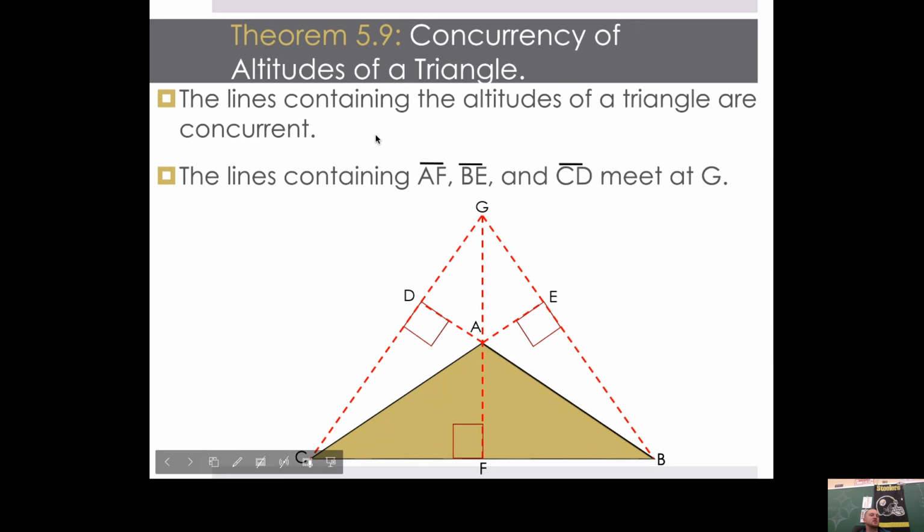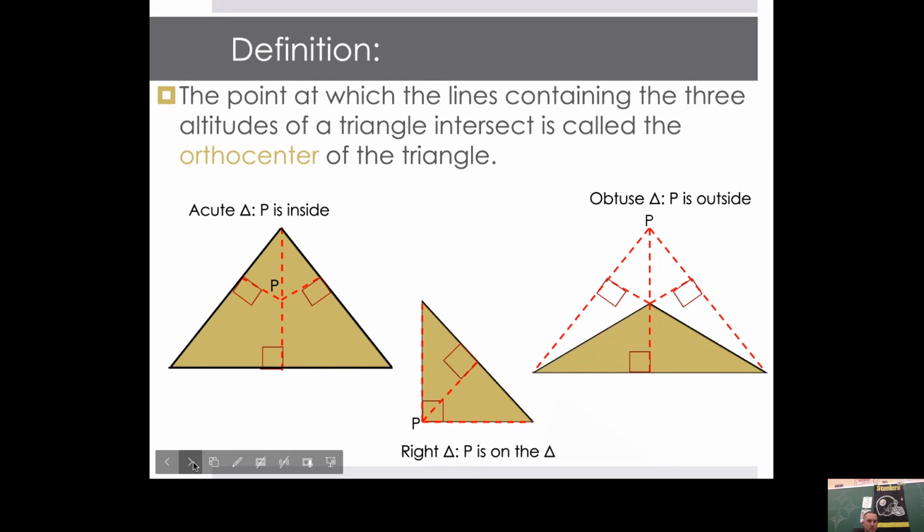Each triangle has 3 altitudes, and they're concurrent. The point at which the lines containing the 3 altitudes of a triangle intersect, that's called the orthocenter of the triangle. So if I would draw 3 altitudes on my triangle, now you have to imagine that this comes through here and connects this vertex. Same thing with this guy. They're going to connect at that point P. That's the orthocenter. When you have an acute triangle, point P is going to be inside the triangle.